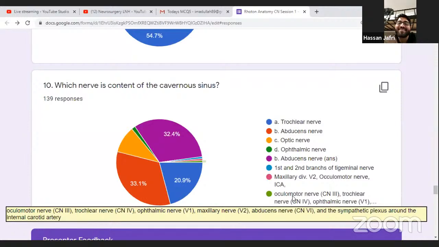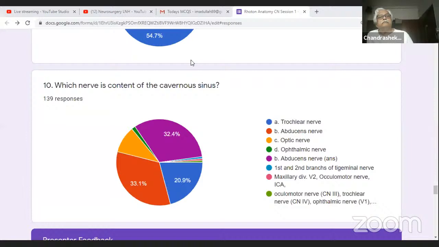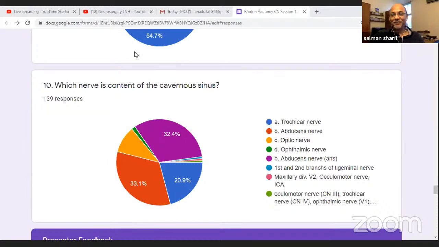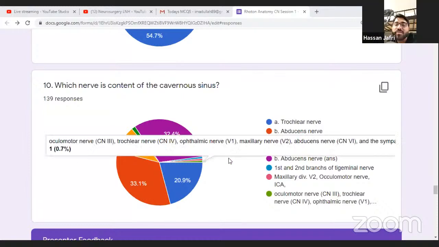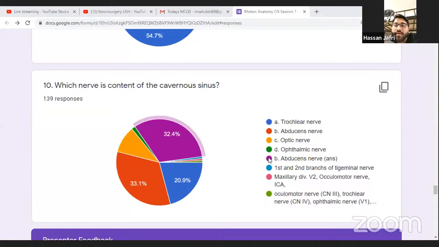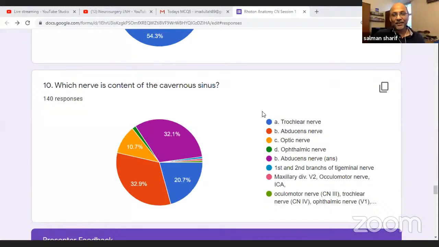Which nerve is a content of cavernous sinus? Trochlear nerve, abducens nerve, optic nerve. Come to the answer. Answer is abducens nerve, but there was another option added of others. So a lot of people added others. Okay, good. That's very good.